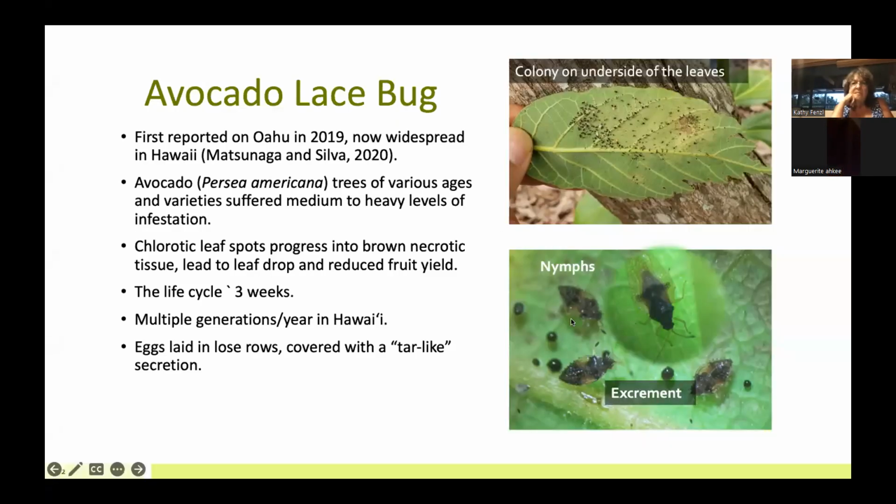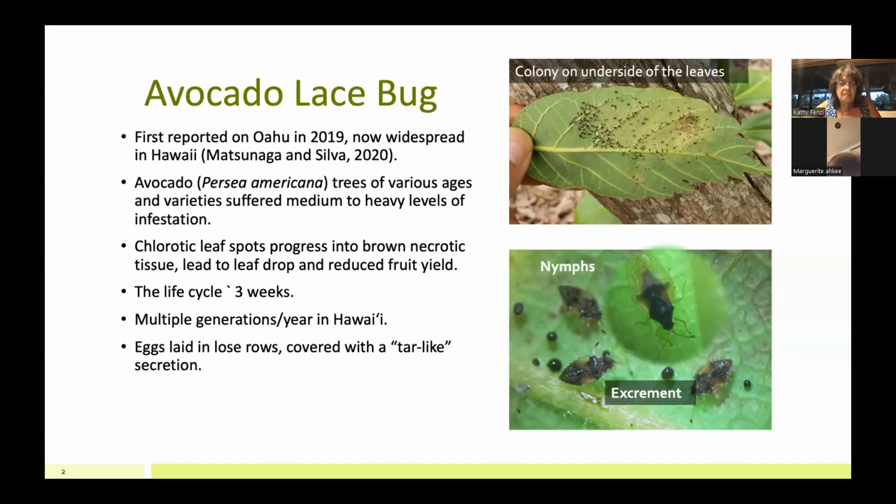Damage is different across different varieties. Some varieties show very heavy infestation and very heavy damage, while others show a very light infestation and light damage. Like I said, chlorotic leaf spot progresses into brown necrotic spot tissue, eventually leading to the leaf dropping off. And because the leaves fall off the trees, it either doesn't fruit or it drops the fruit. So you typically don't have good yield from those trees.